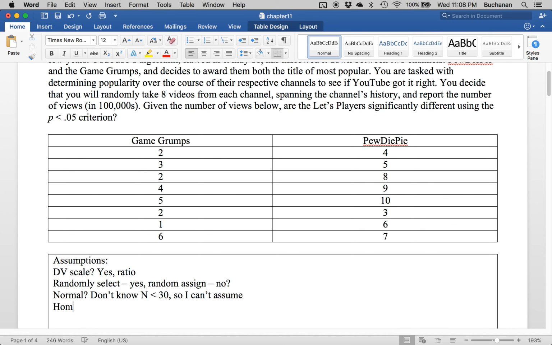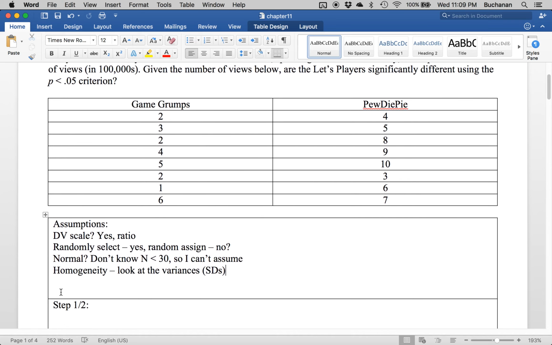The last one we talked about was homogeneity, which I can't spell. What you want to do for this one is look at the variances, or the SDs, either way. And I am not there yet, so I'll have to come back to this one.